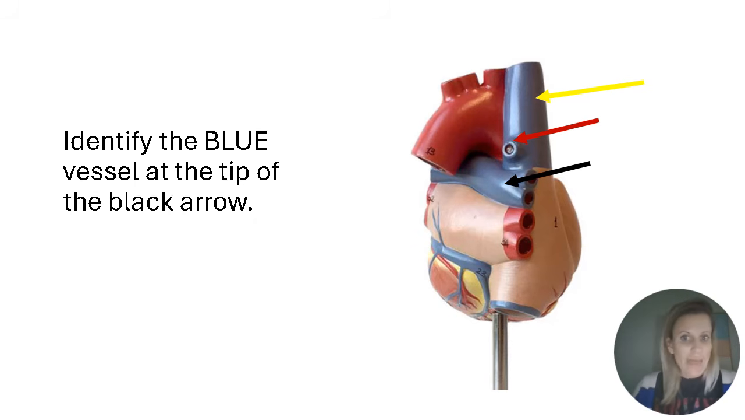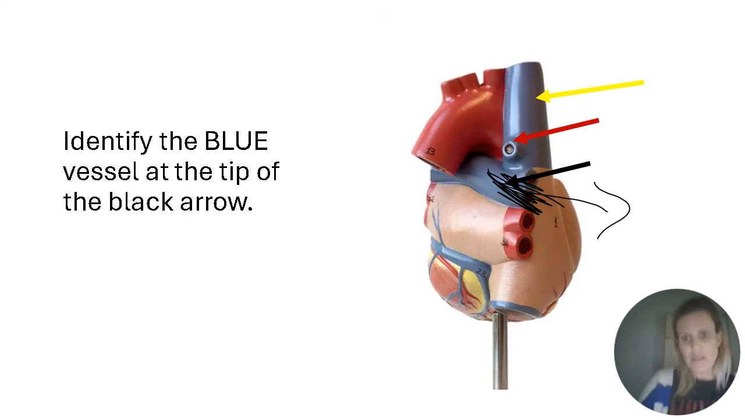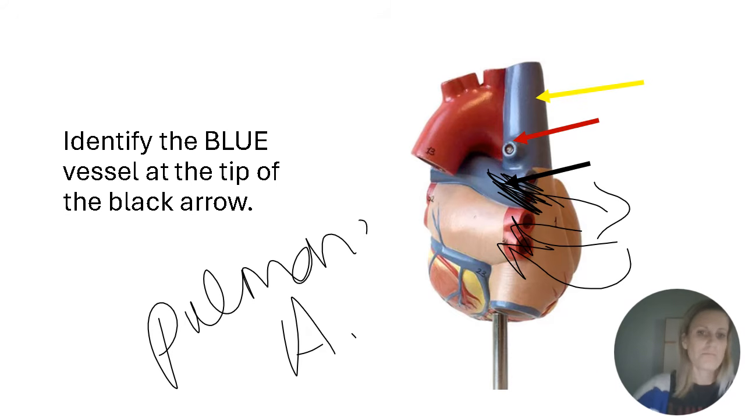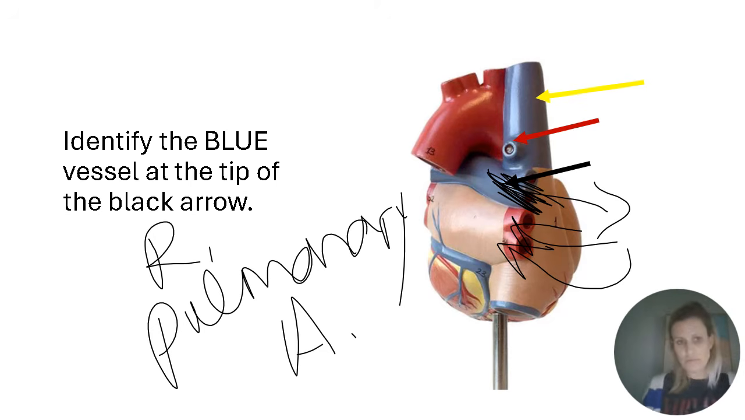The blue vessel at the tip of the black arrow is talking about this right here. This is part of pulmonary circulation. This is going to the lung. We would collect oxygen and then it would come back via these red vessels. So because it's pulmonary circulation, the colors are flip-flopped. So even though this is blue, this is an artery, right? We said it's going to the lung, so it's pulmonary. And that is the right side of the heart, so right pulmonary artery.